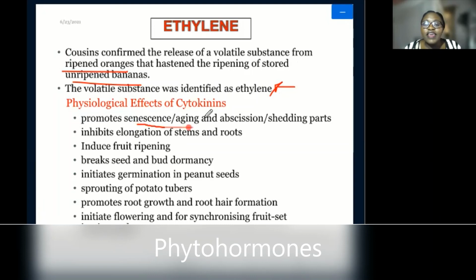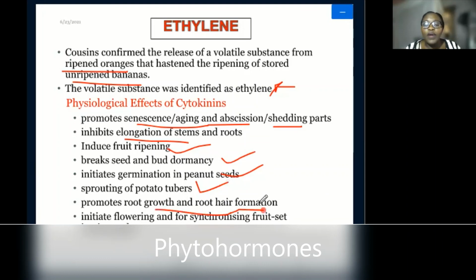So these are growth inhibitors. Senescence means the aging, and of course fruit ripening is part of aging. And then they also promote shedding of certain parts of plants. They inhibit the elongation. Now we are no longer talking about increase in size and volume. We are saying now the growth in length has come to an end. They, of course, induce fruit ripening. They will break seed and bud dormancy. They will initiate germination of peanut seeds. They will cause the sprouting of potato tubers. Then they will also promote root growth and root hair formation.